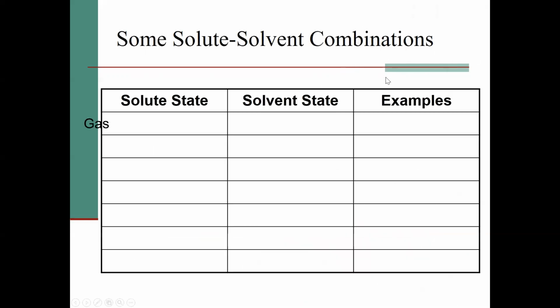Some typical things. An example of a gas and a gas would be air. We would refer to that as a homogeneous mixture. Gas and a liquid. Can anybody give me an example of a gas dissolved in a liquid? Soda. Soda has gas dissolved in a liquid. When you open it, the carbon dioxide spews out, doesn't it?